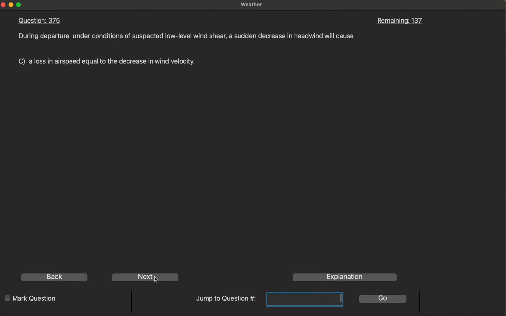During departure, under conditions of suspected low-level wind shear, a sudden decrease in headwind will cause a loss in airspeed equal to the decrease in wind velocity.